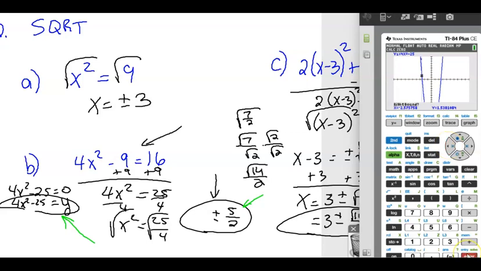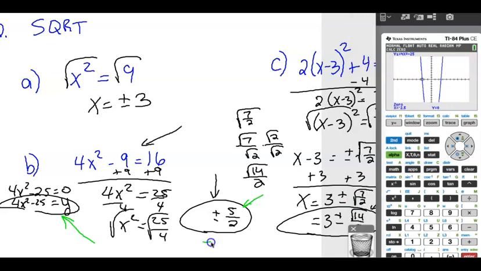Left of that, I'm going to press enter. Right bound, I'm going to go to the right of that, press enter. And then I'm going to go to the closest it will let me and press enter. And then notice it says negative 2.50. And that's what I got. So I got negative 2.5. And then I could do the exact same thing to find the other 0.